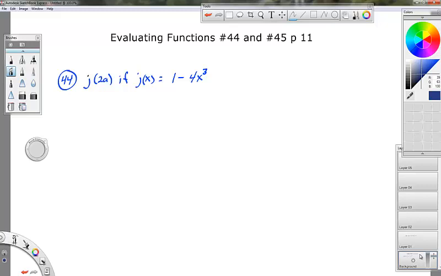Hello, pre-calculus students, and we're going to do two problems from last night's homework that were tricky, 44 and 45. All right, so I got it all set up here.